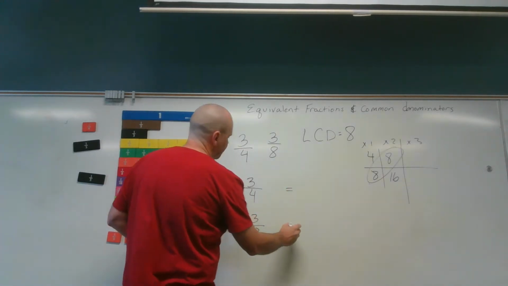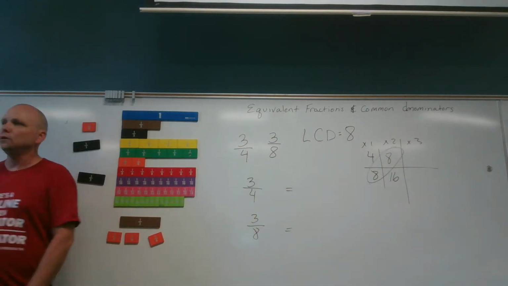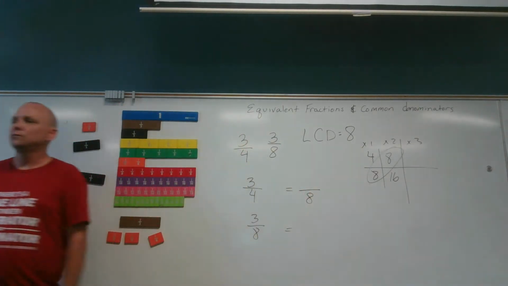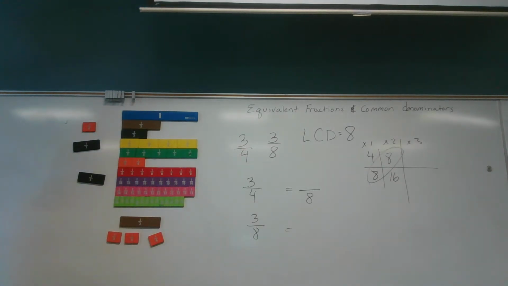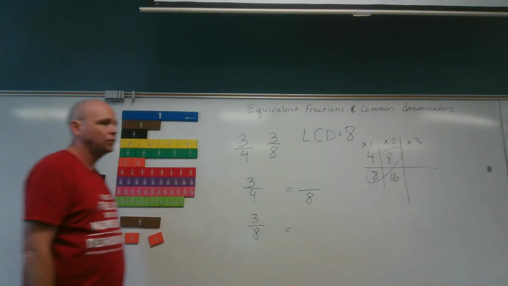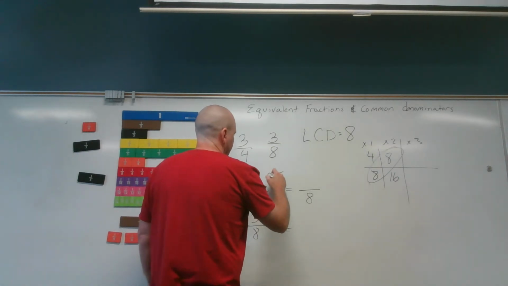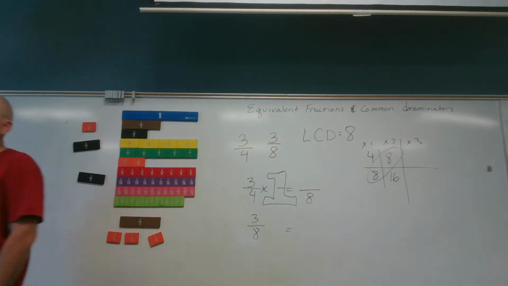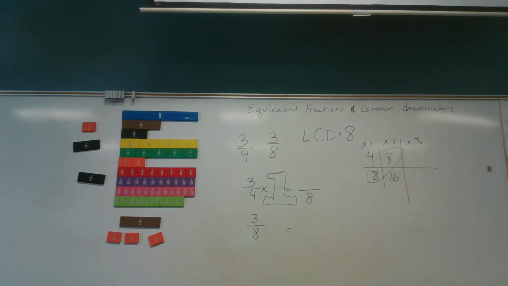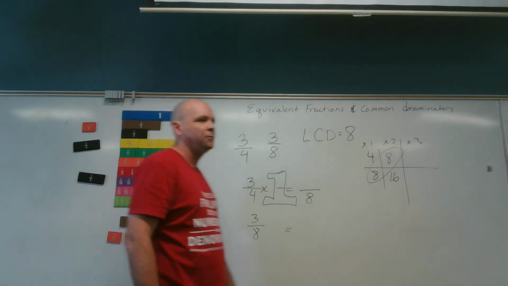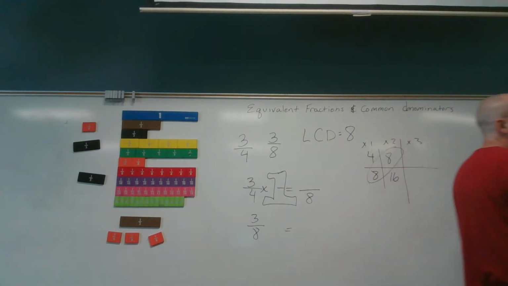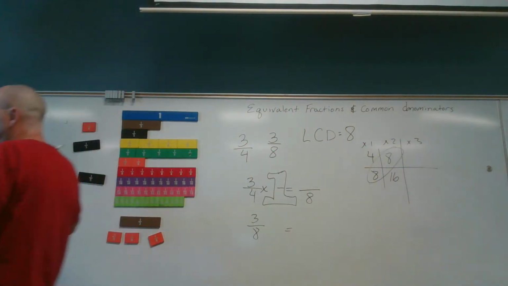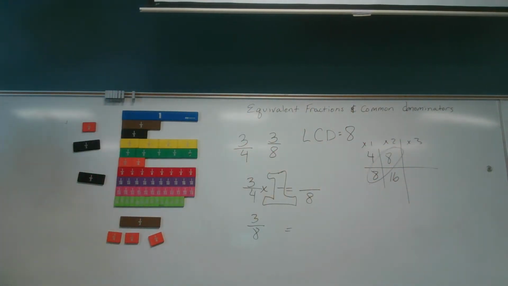We need these 2 fractions to equal something that has a denominator of 8 where I do not change the value. In order to do that, everybody in here agrees that if you multiply something by 1, you don't change the value. So Chase, 4 times what equals 8? 2. 4 times 2.